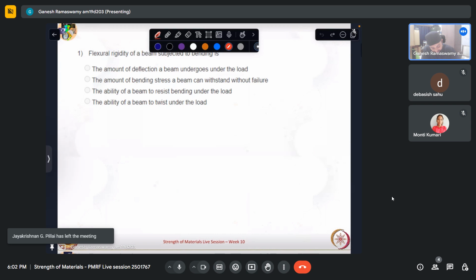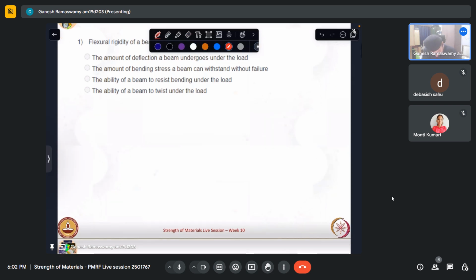So any quantity, basically stiffness, rigidity, these are all measures of how any object resists its deformation.